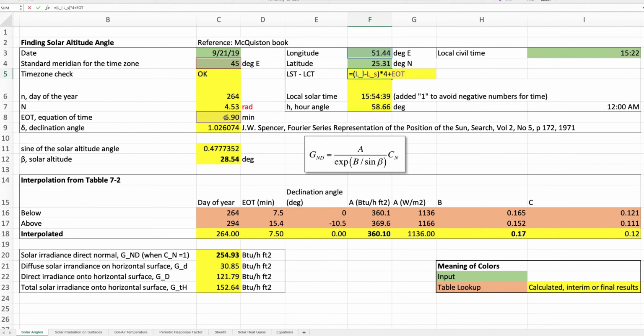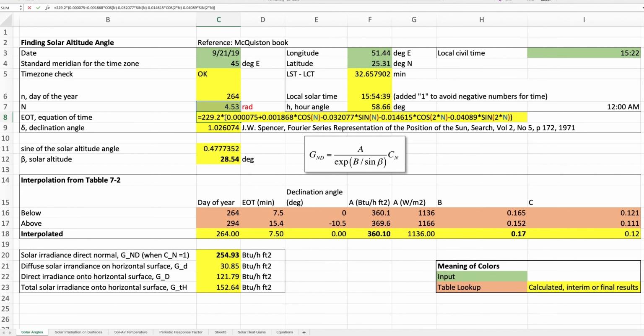This is a long equation that you can find in the textbook. You can also use the EOT that you find from the table lookup here. In my calculation, I chose to use the cell from above. So here we have the input, and we went this way downward.